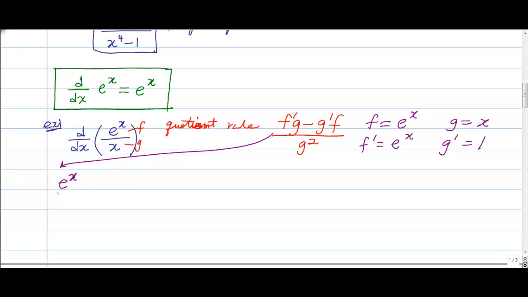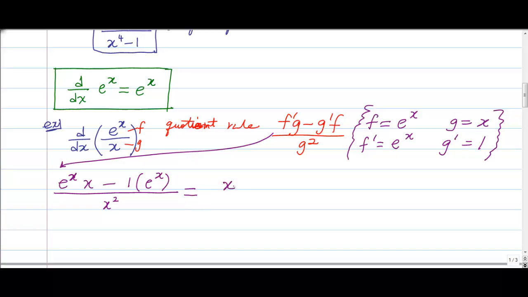F prime is e to the x, g is x. That's times x. Oops, sorry. And then minus g prime, which is 1, f is e to the x. Okay? All over g squared, which is x squared. So we have f prime g minus g prime f all over g squared. So it's a good idea to do this mapping right here, because that'll help, especially when you go back and check your work. You can kind of check your work easily.